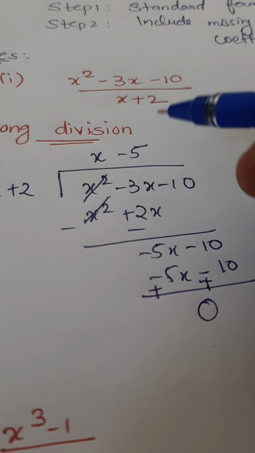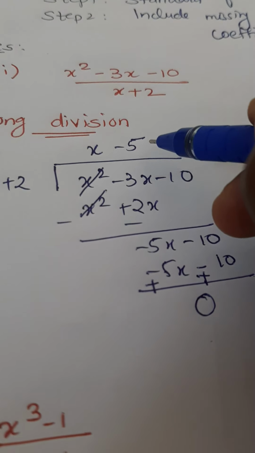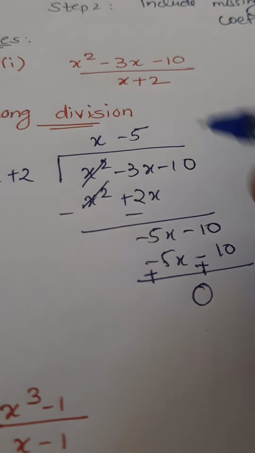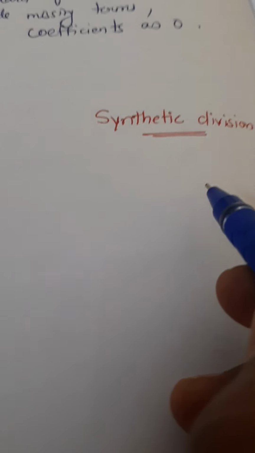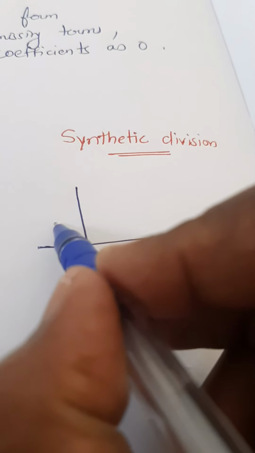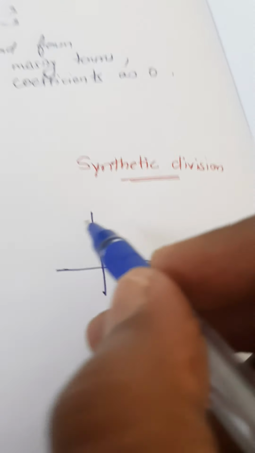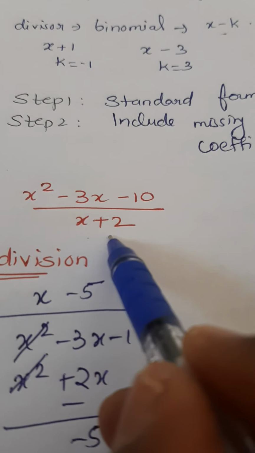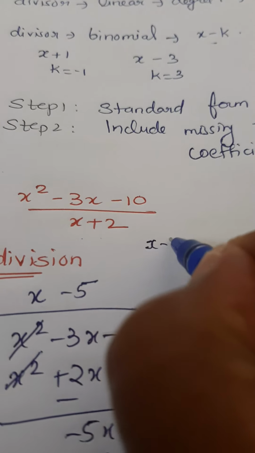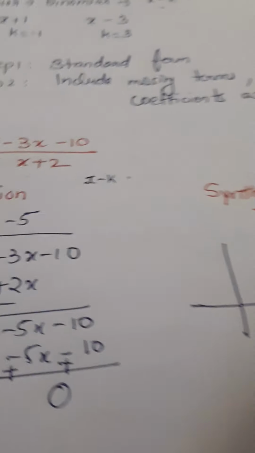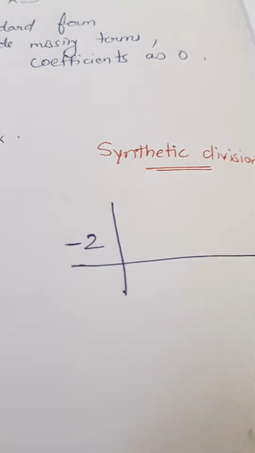So what is the result that you got here? The quotient is x minus 5 and the remainder is 0. Okay. Now the same division I'll perform using synthetic division. First draw two lines like this. In this part you will write down the value of k. If you see here, x plus 2 is a binomial in the form of x minus k. So the value of k is minus 2, so you write down minus 2 here.